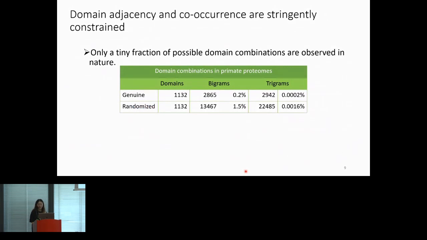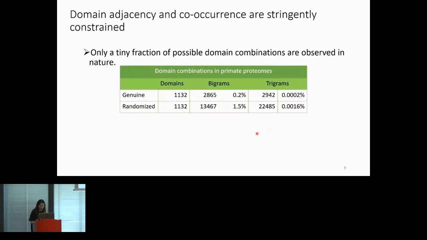But in fact, we see fewer domain combinations than expected by chance. For example, the number of distinct domain bigrams in the randomized genome exceeds the number of distinct genuine bigrams by a factor of almost 5. And for trigrams, the number of randomized trigrams is almost 8-fold greater than the number of genuine trigrams.